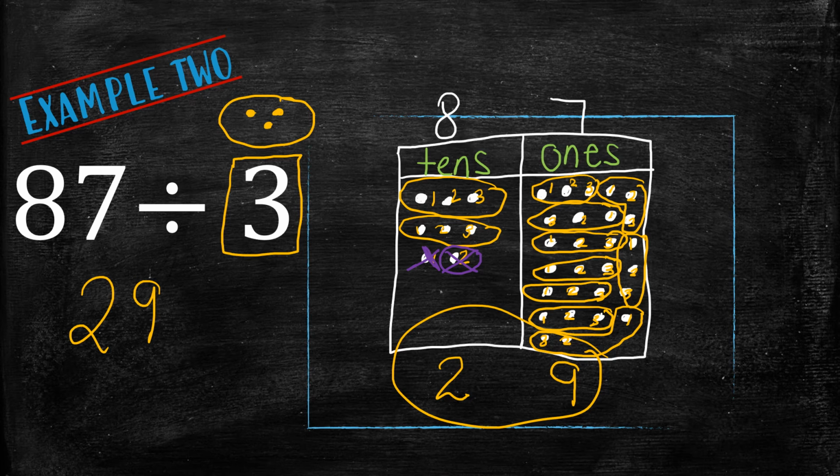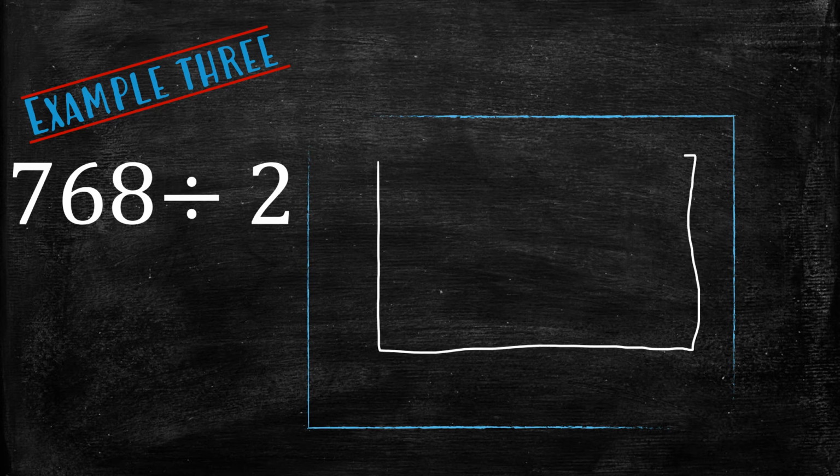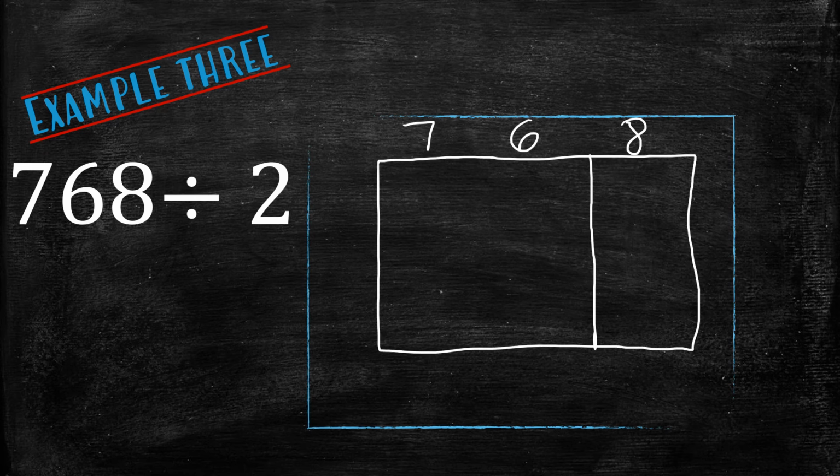Easy, right? All right, we have our final example, and it's 768 divided by 2. 768 is our dividend, 2 is our divisor. Let's get to it. We're going to draw a box, and this time we're going to make sure it's a little bit bigger because we have a 3-digit dividend. So I'm going to write 7, 6, 8, and draw lines in between each set of numbers so that we can see and separate them.